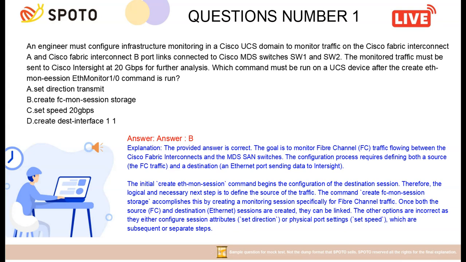Once both the source, FC, and destination, Ethernet, sessions are created, they can be linked. The other options are incorrect as they either configure session attributes, set direction, or physical port settings, set speed, which are subsequent or separate steps.